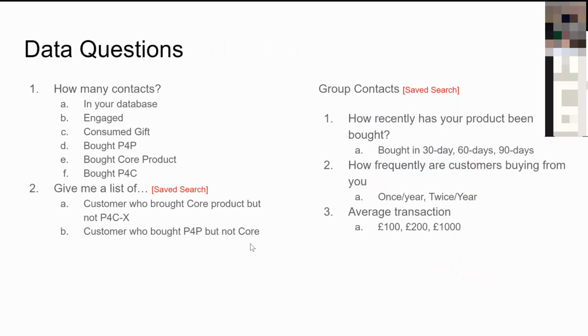Okay, so the data questions, when you think about that, are: how many contacts do I have in my database? How many are engaged versus not engaged? By that, I mean opening your emails and reading your stuff. Do you know that number? How many consumed the gift, the lead magnet, or whatever it was that we sent to them? How many bought the product for prospects? How many bought the core product? How many bought the product for customers?